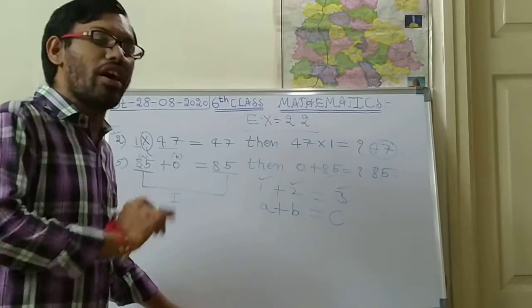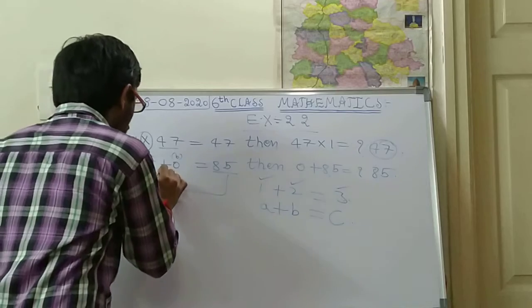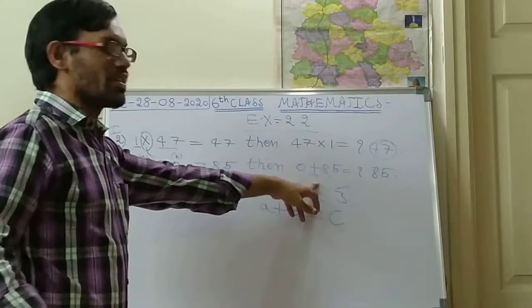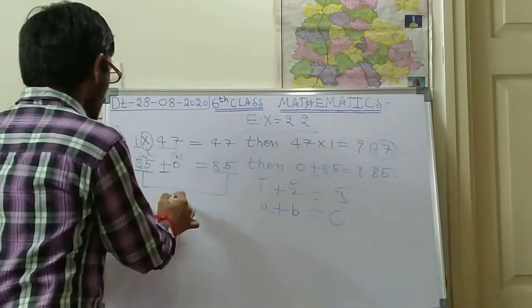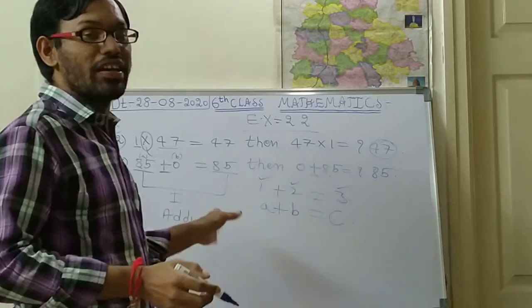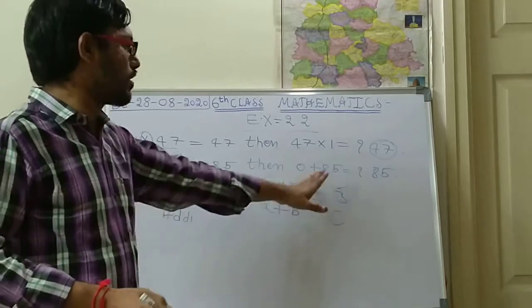So which type of identity property? Now you see, what is the symbol here? The plus symbol is there. So what should you think? Additive identity. So what is the property? Additive identity. Like that you should write.